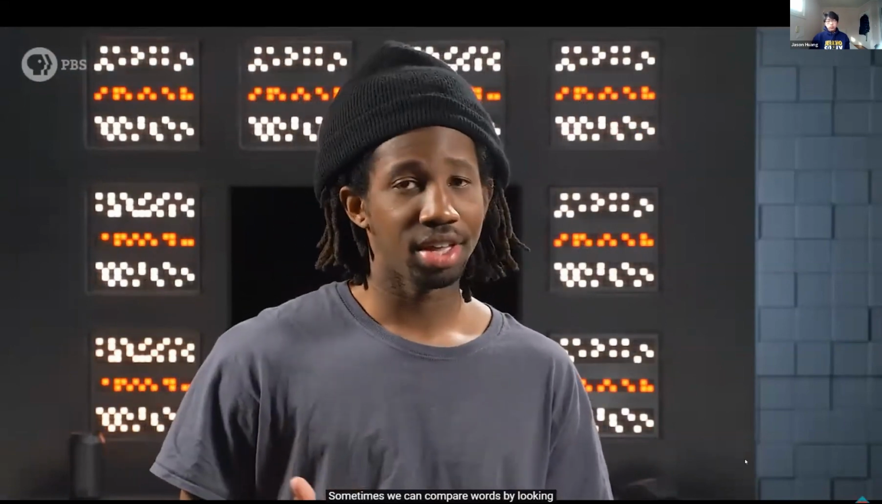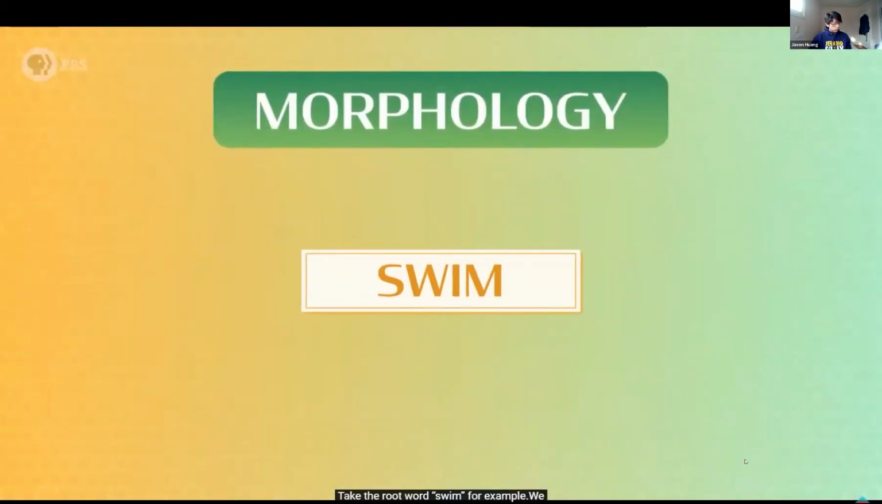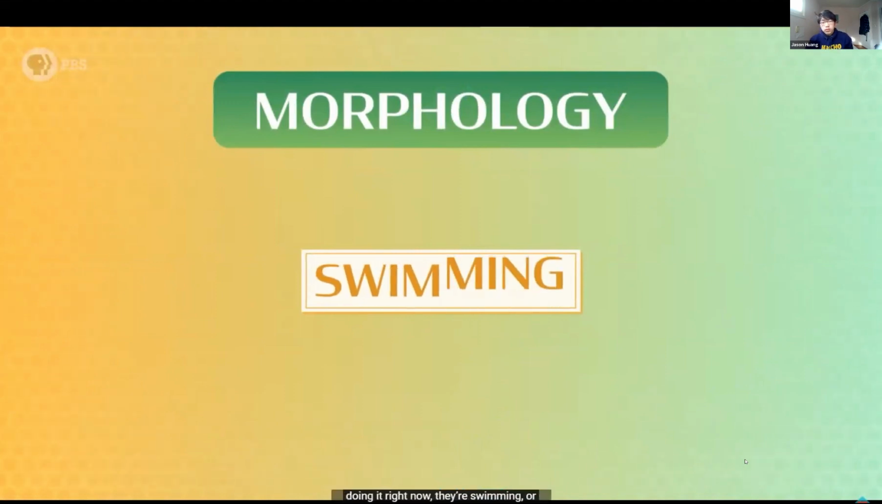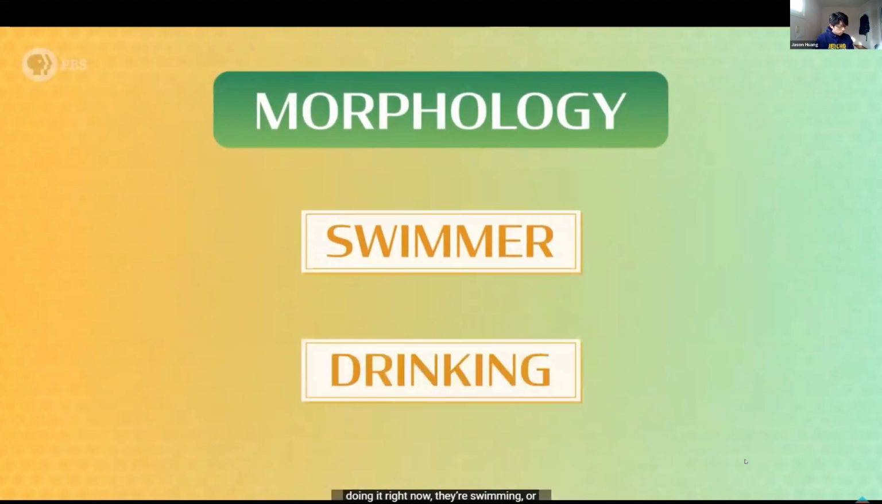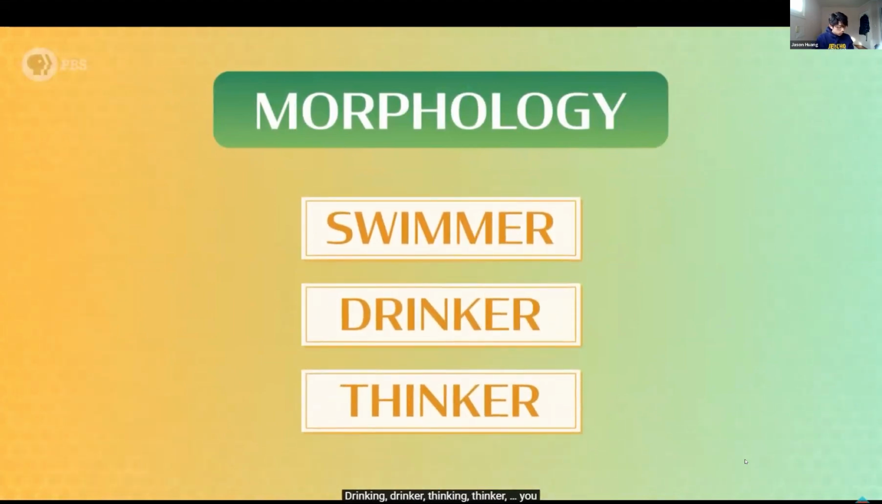Sometimes we can compare words by looking at the letters they share. This works well if a word has morphology. Take the root word swim, for example. We can modify it with rules. So if someone's doing it right now, they're swimming. Or the person doing the action is the swimmer. Drinking, drinker, thinking, thinker, you get the idea.